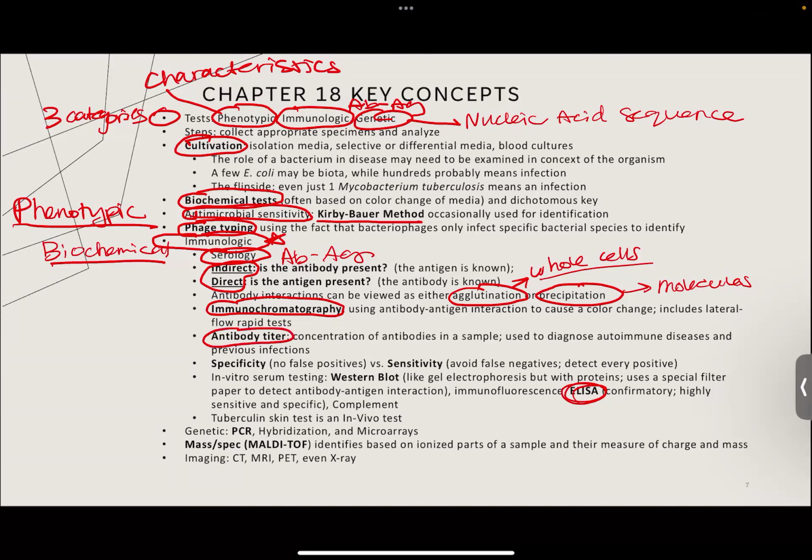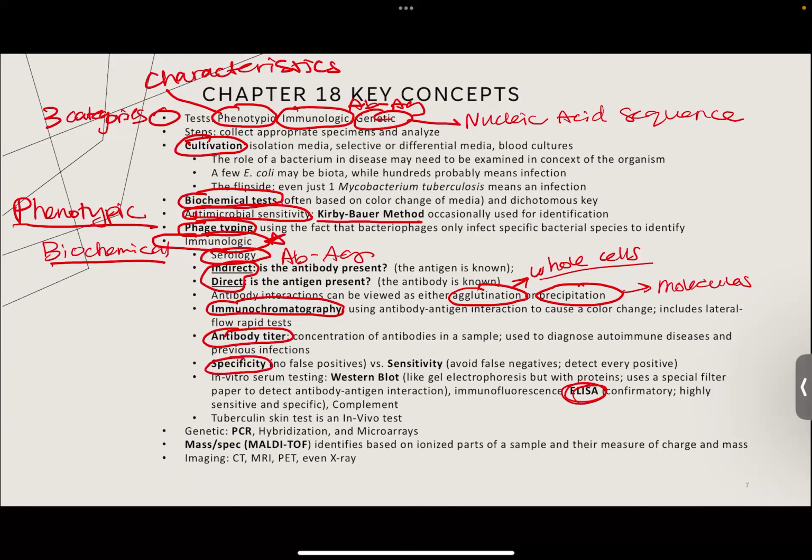Antibody titer, we've talked about this previously as well. Antibody titer is a measure of how many of those antibodies are present, and that could be a sign of how recent or how distant an infection was. You can look for antibodies, but if they're in low numbers, it probably wasn't a recent infection.